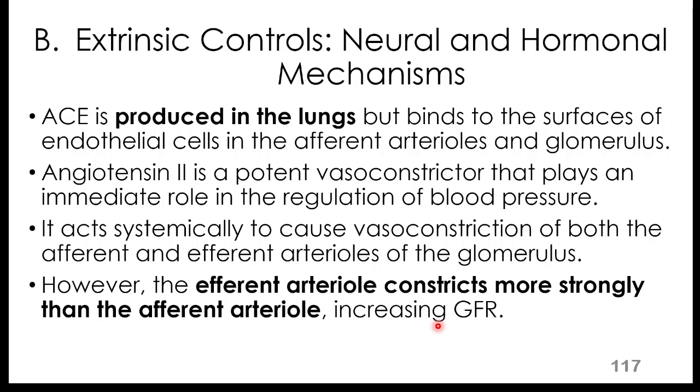Now, angiotensin 2 is a potent vasoconstrictor, and in the kidney, it causes vasoconstriction of both afferent and efferent arterioles of the glomerulus. However, the efferent arteriole constricts more strongly. So relatively, it's as if it only constricts the efferent arteriole. It actually constricts both afferent and efferent arterioles, but it constricts the efferent arteriole more strongly. And so the net effect is as if it is constricting just the efferent arteriole, and this will lead to an increase in GFR.